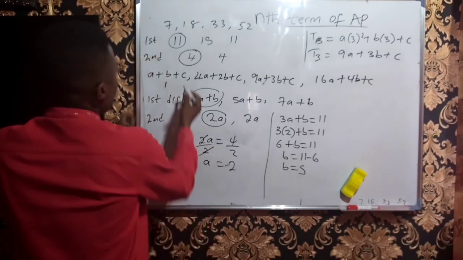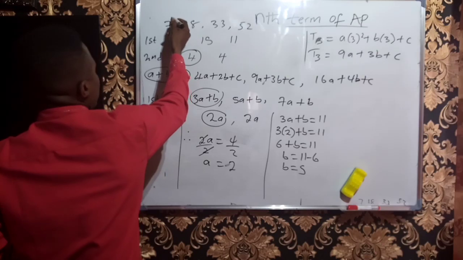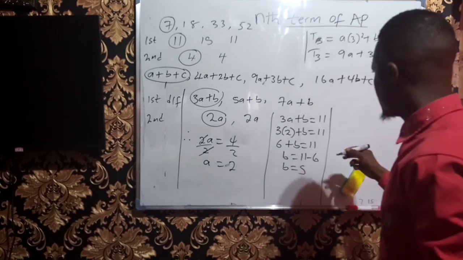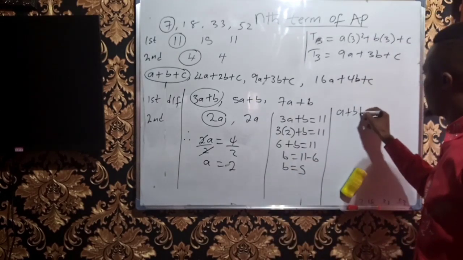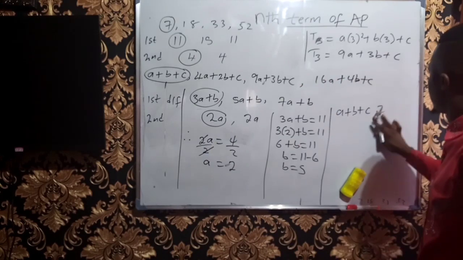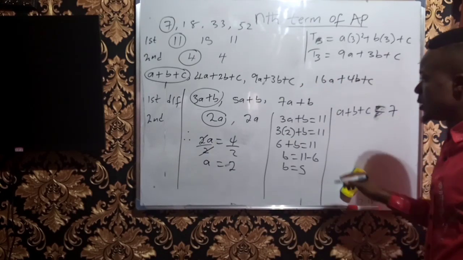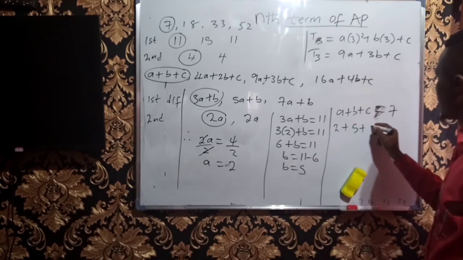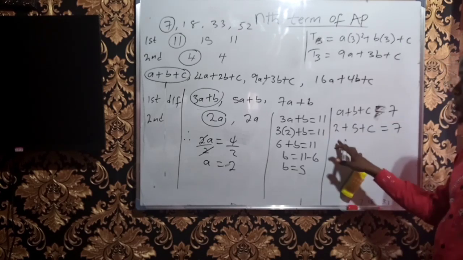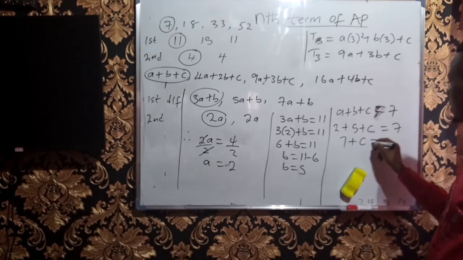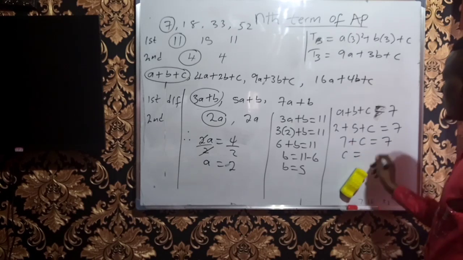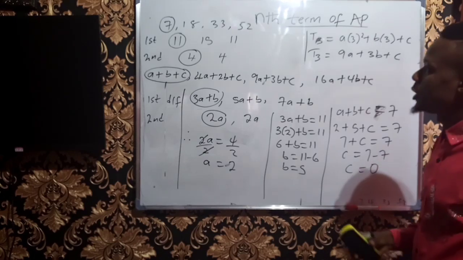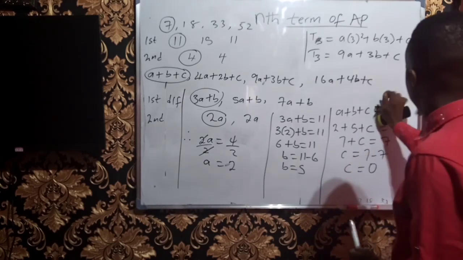Also, if you move up again, we have A plus B plus C, and we have 7 here as the first element there. So you can say that A plus B plus C is equal to 7. My A is 2, my B is 5, and my C is what I'm looking for. So 2 plus 5 is 7, plus C is 7. So C is now equivalent to 7 minus 7. So C is 0. Okay, so now I'll clean it.